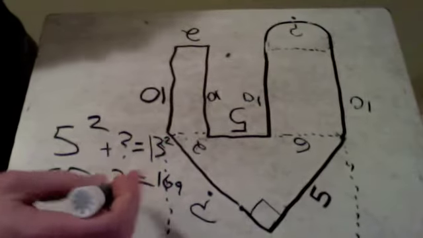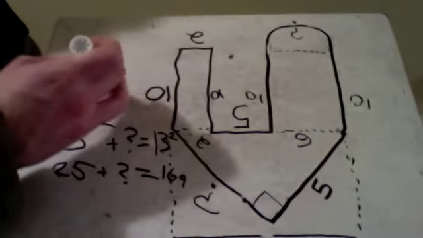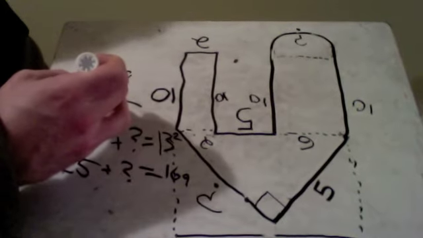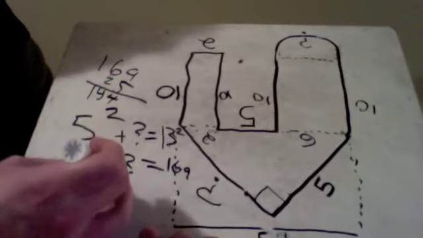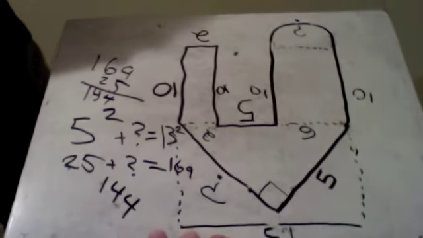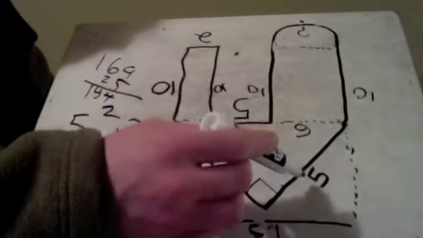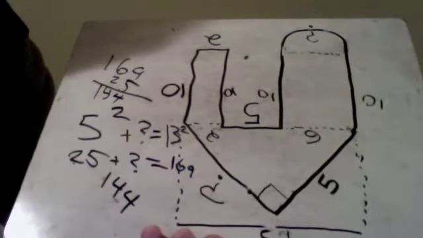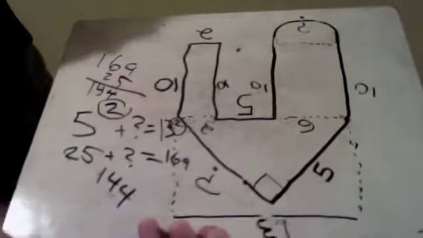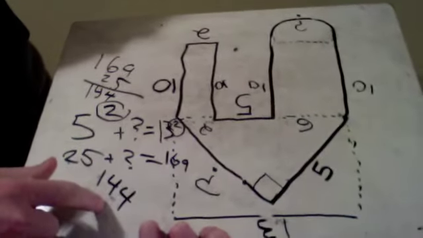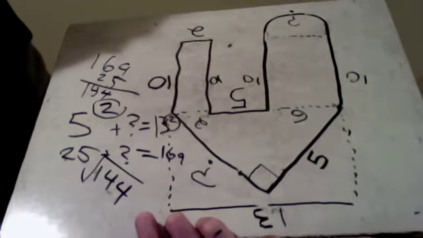169 minus 25 is what I'm going to want to do to find that. So I can just do 169 minus 25, and I'm going to get 144. Now, remember, that doesn't make sense because this can't be 144 if that's only 5 and that's only 13. Remember, all these are values that are to the second power, so we need to do the opposite, which would be the square root.